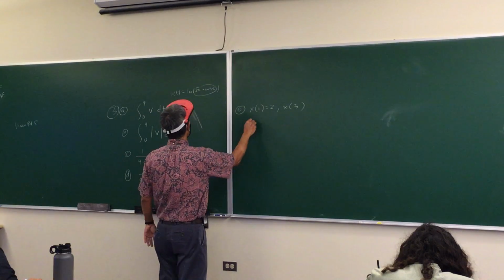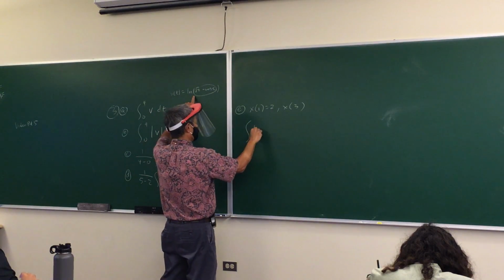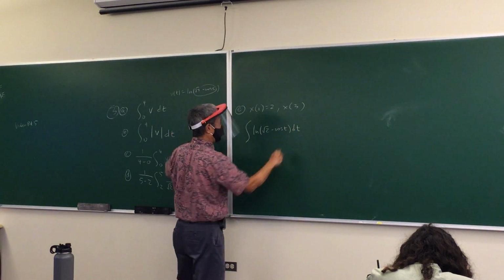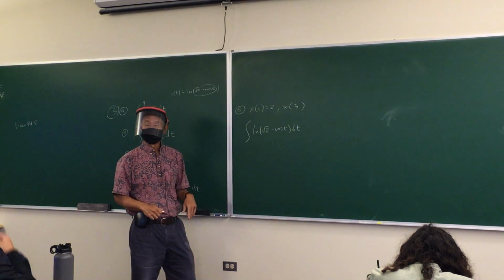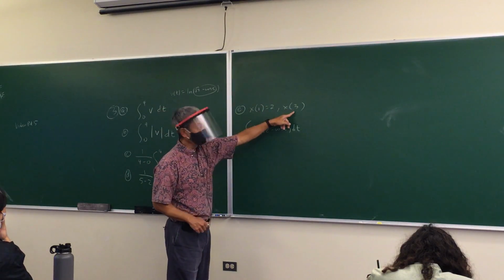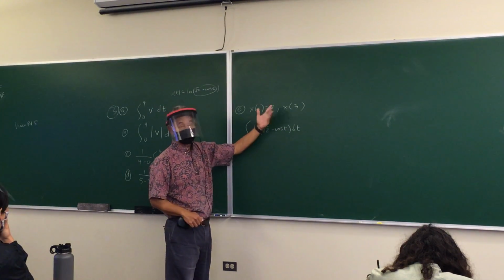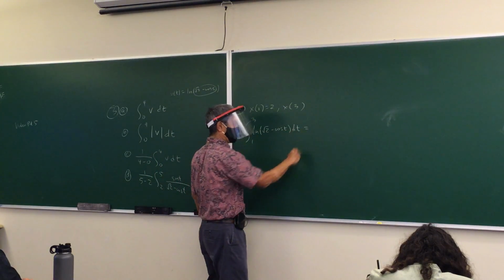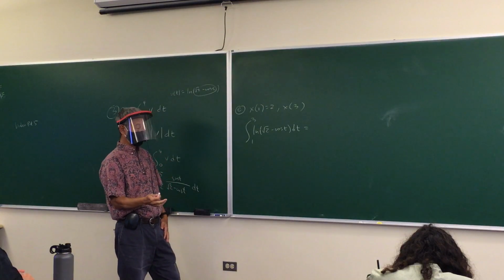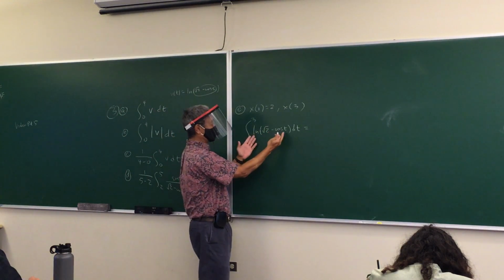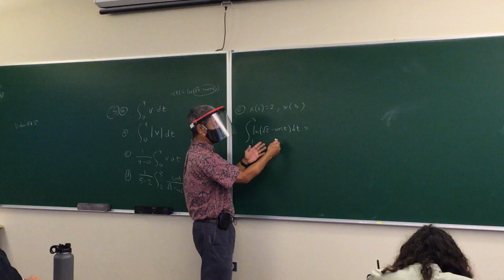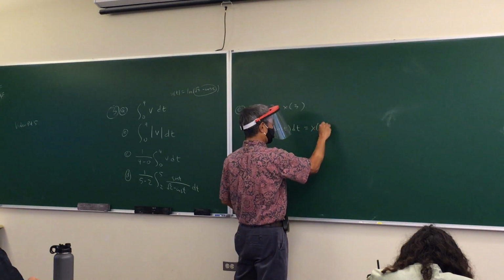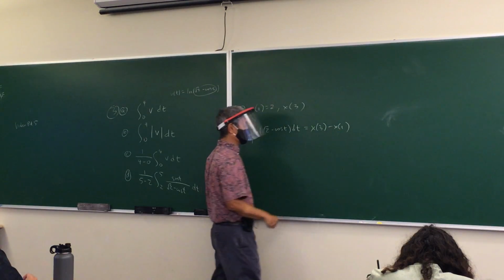So what you're going to do is integrate the velocity from, what limits should I put on here? 1 and 3. One of them you know and the other one you're trying to find. So you go from 1 to 3. And then using the fundamental theorem of calculus part 2, what is the antiderivative of the velocity? Position. Plug in the top number, plug in the bottom number, and subtract.